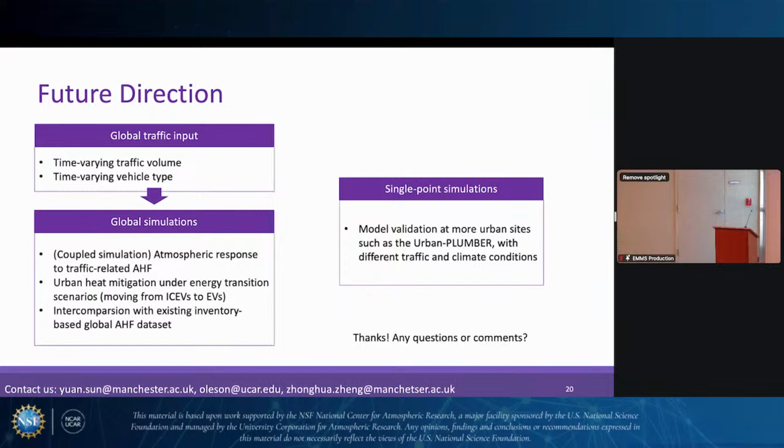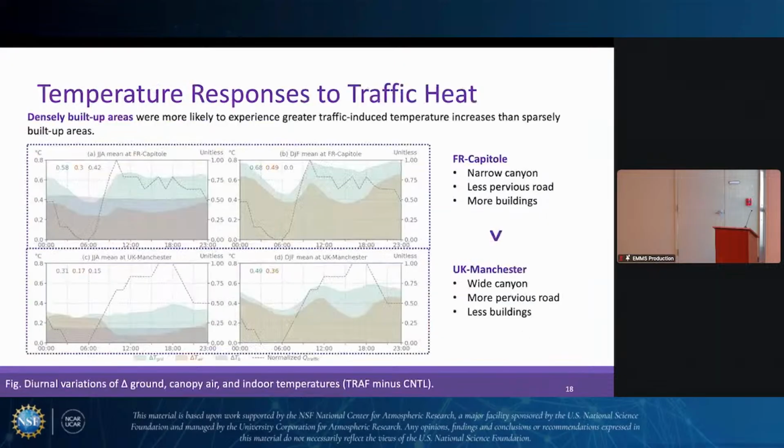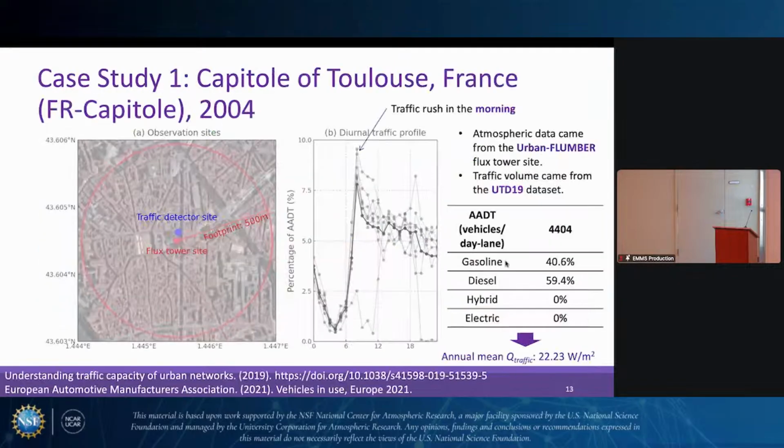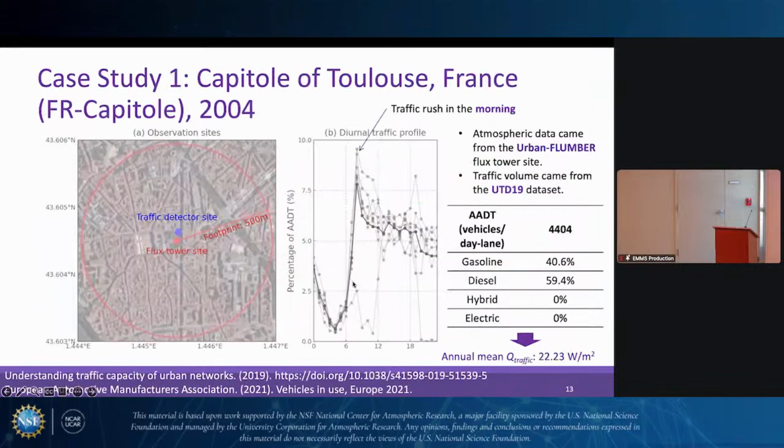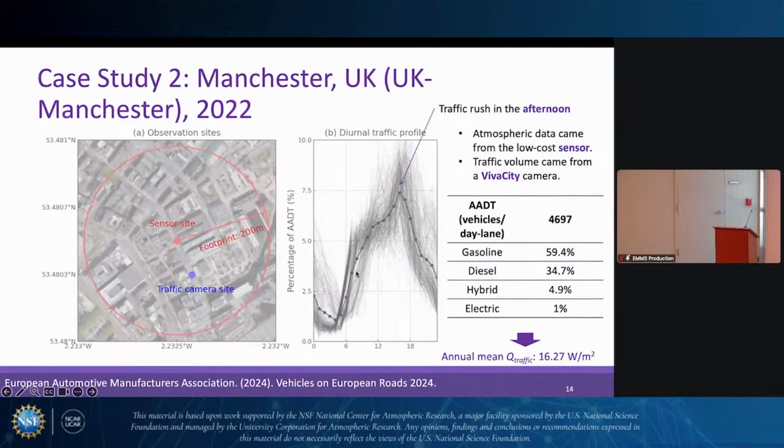Great. Any questions for Juan? I had one question, and this is maybe just my own naivety about the urban model. So these are all single-point urban plumber sites that you're running? The France one is from the urban plumber, so it provides the flux variables, and the UK one is using local sensor data. It is not an urban plumber site.